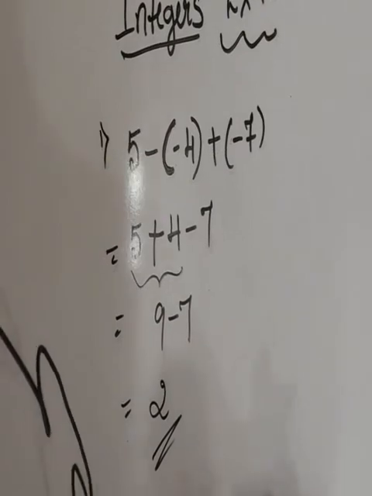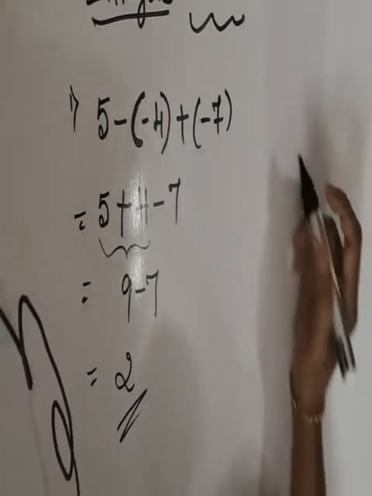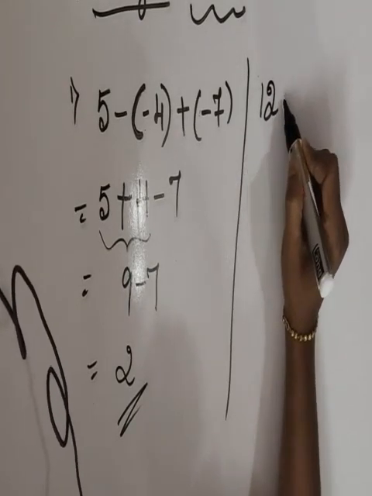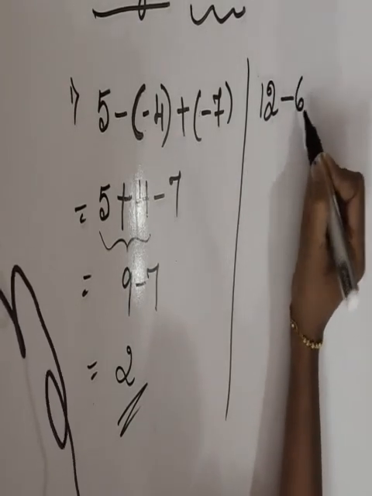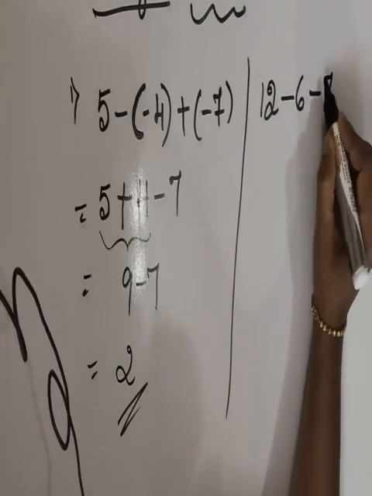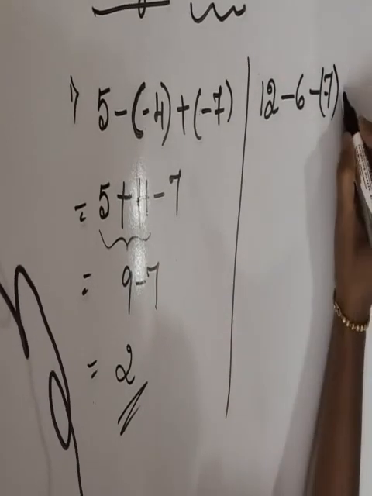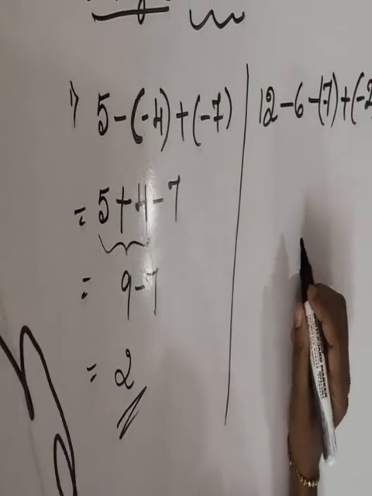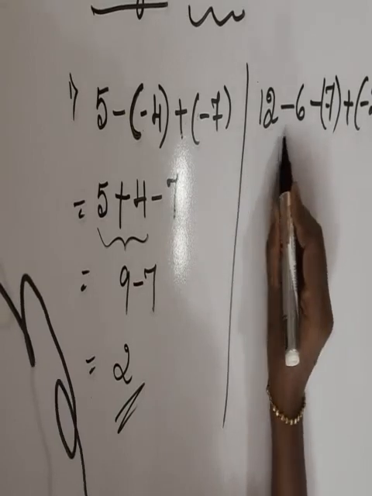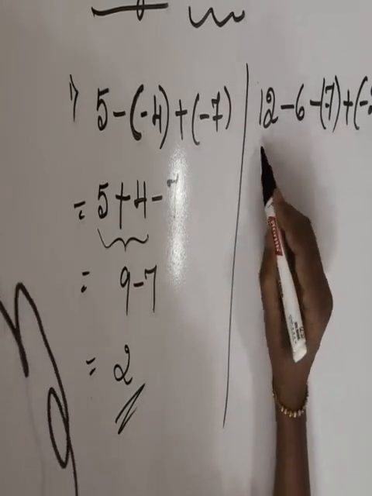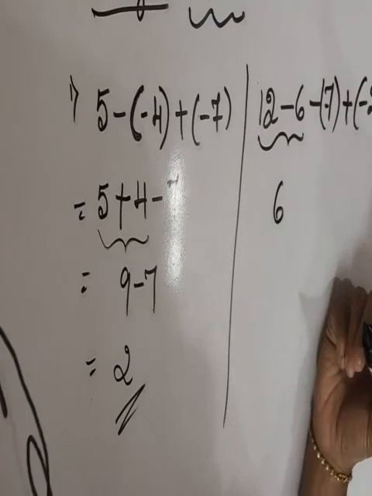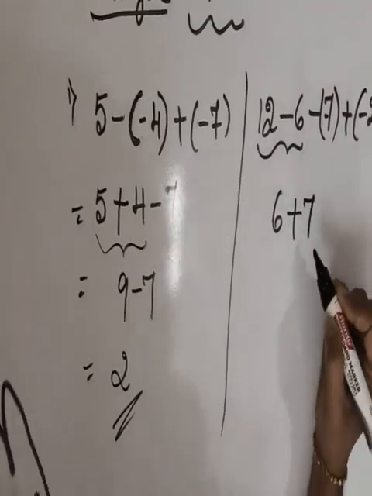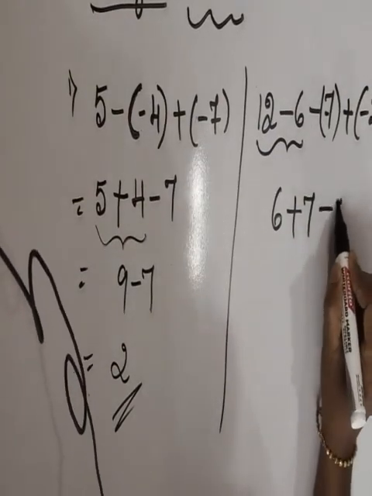Okay, one more question I will take. 12 minus 6 minus of minus 7 plus of minus 2. Now, 12 minus 6 is direct. There is no bracket or anything, so you can do it directly. 12 minus 6 is 6 itself. Minus minus is plus 7. Plus into minus, minus 2.